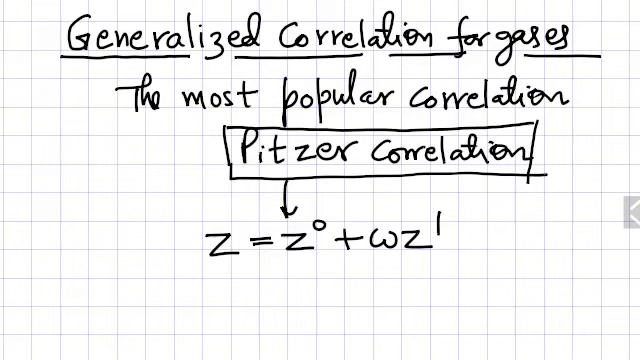Welcome students to this new class. In the last class we were discussing a generalized correlation for gases, and we had come up to the Pitzer correlation, and the equation was this that we had learned. Now what was done after the development of this equation?